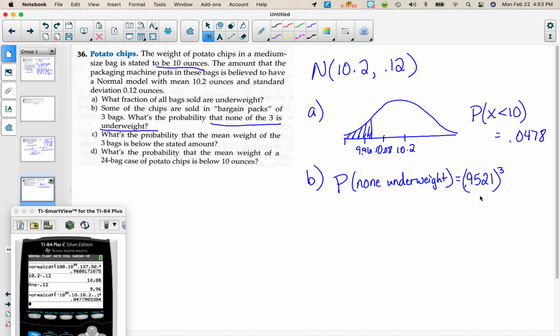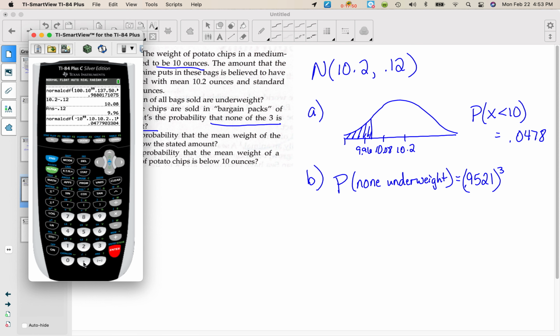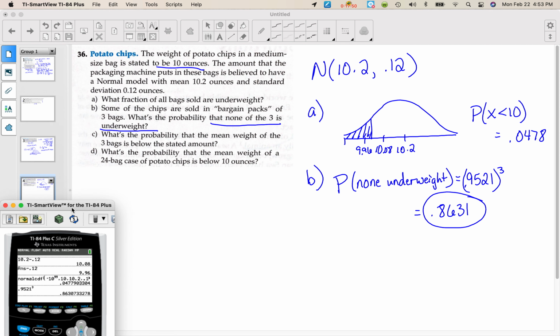So if this is the probability a bag is underweight, then subtract that from 1 to get the probability that the bag is not underweight. And then I want none of the 3 underweight. So that means the first one's not, the second one's not, and the third one's not. Assuming that they are independent, I can multiply them together. So this is just like what we did in our last unit on probability. So I get 0.8631. And that would be my answer, that none of them are underweight.